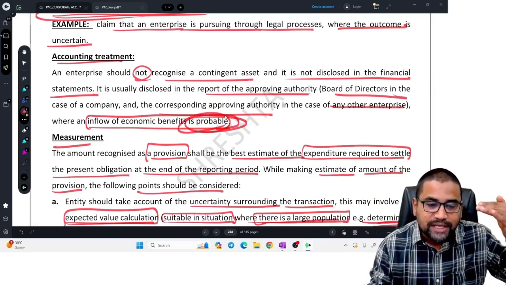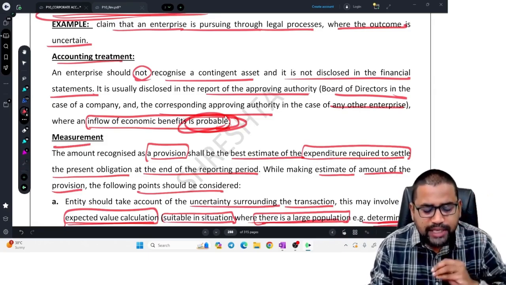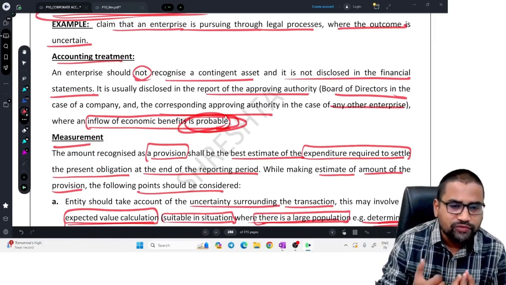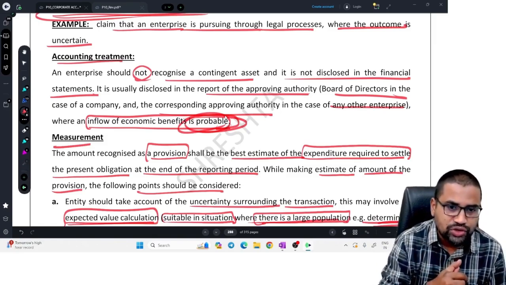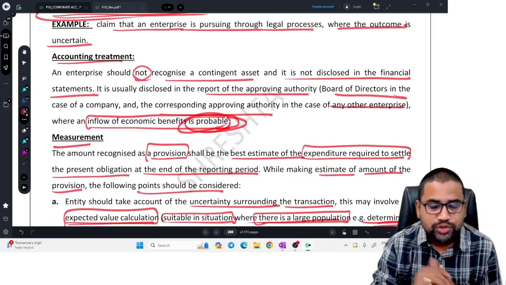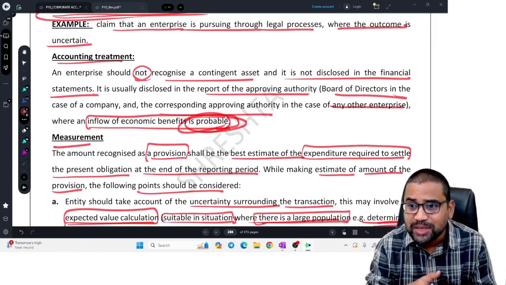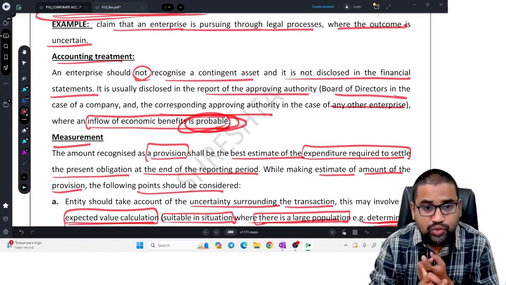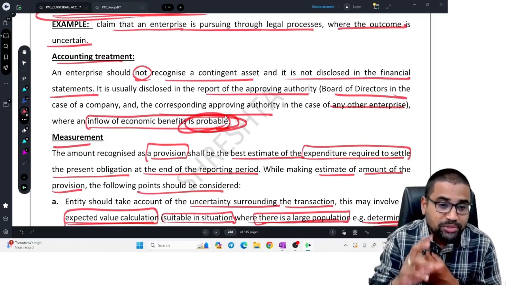So contingent liabilities may be disclosed in the board of directors' report. Of course, if the probability of outflow of resources is very remote, then it is not even required to be disclosed in notes to accounts. Many faculty suggest that contingent assets and contingent liabilities are automatically part of notes to accounts. That is wrong, they don't know the standard. A contingent liability will not automatically come in notes to accounts. Only if the possibility of outflow of resources is not remote, that means not rare.